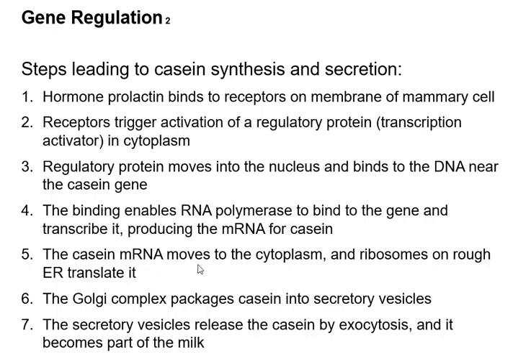And then this messenger RNA moves to the cytoplasm, finds a ribosome on the rough endoplasmic reticulum, and you're going to make the casein, and you're going to secrete it because you secrete milk into the ducts in the breast. So the cells make this and then put it out in the ducts, and then the ducts lead out to the nipple where the baby can get the milk.